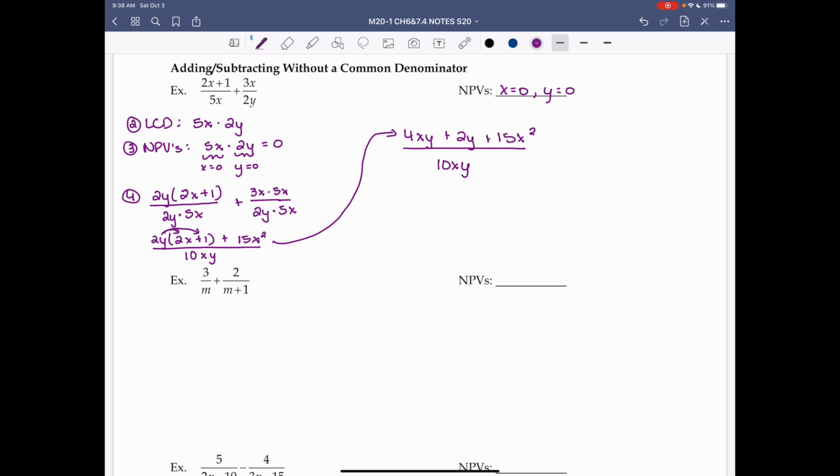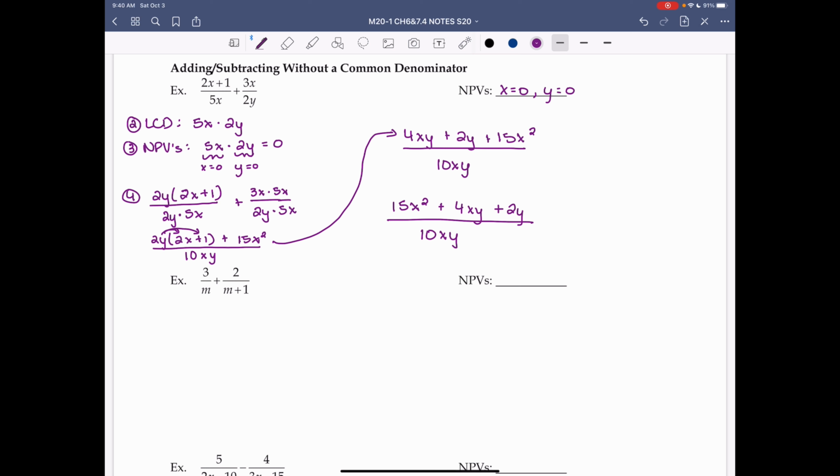And then step number 5 would be to factor if possible. I'm going to write this with the x squared term first. 15x squared plus 4xy plus 2y over 10xy. We don't have any common factors. 15, 4, 2, there's no common factors there. X squared, xy, and y, there's no common variables. So we can't factor out a common factor.